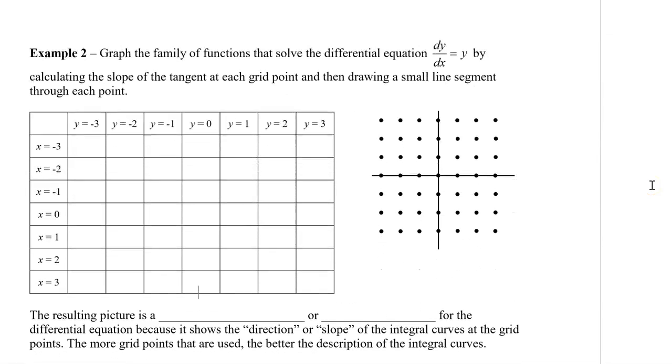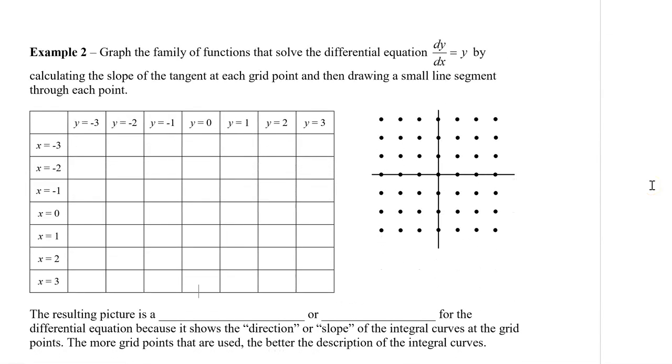In this example, I want to graph the family of functions that solve the differential equation dy dx is equal to y, by calculating the slope of the tangent line at each grid point and then drawing a small line segment through each point. So recall that dy dx stands for our slope. And notice that our slope is equal to y. It's only dependent on y, but not x. That's going to help us draw our graph.